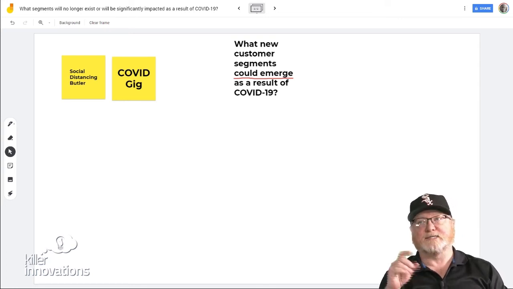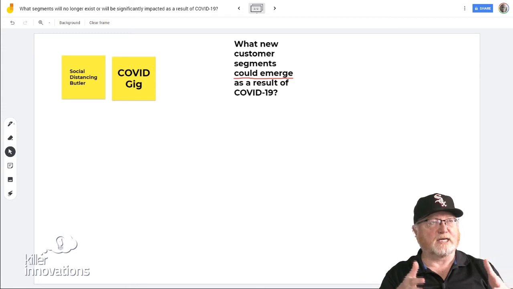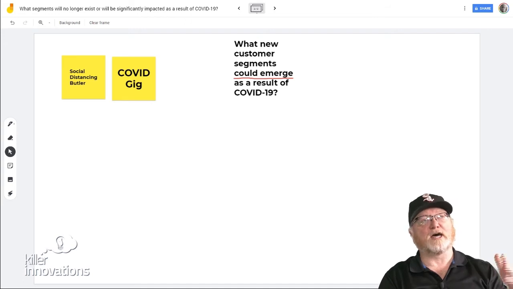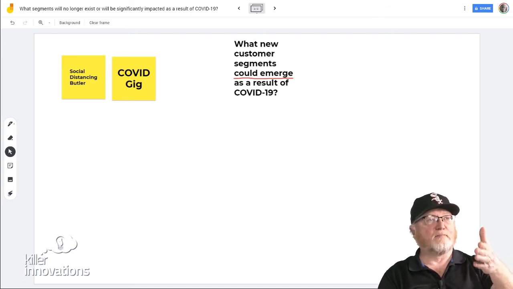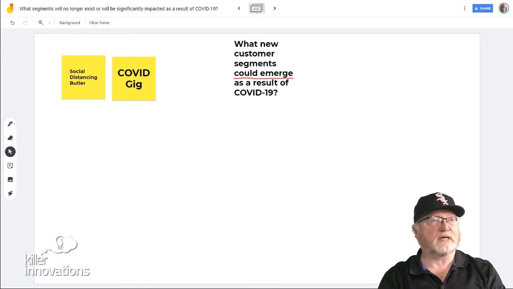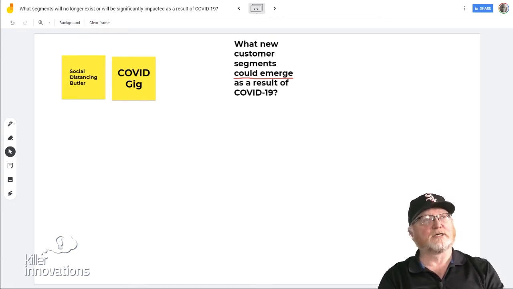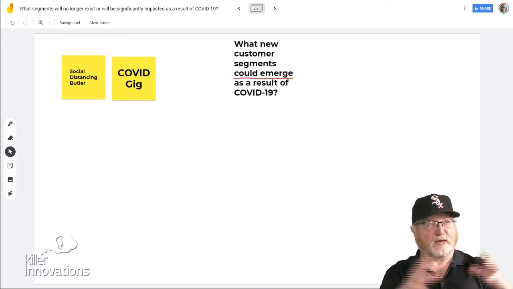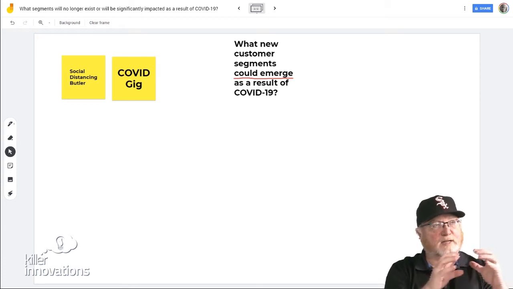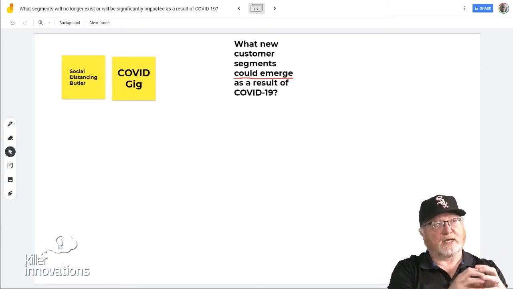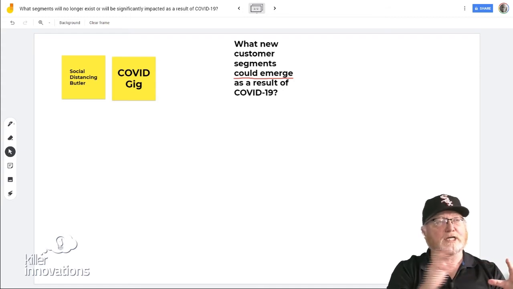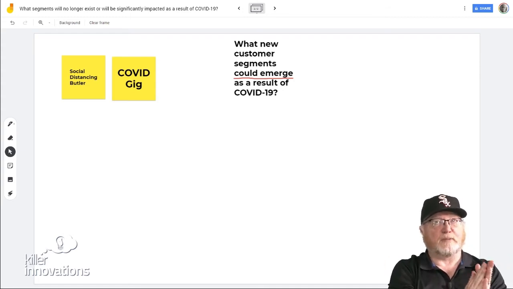So the COVID gig segment of people who are working in this economy, who you may want to sell services to, these are the people who are working as maybe the restockers on the midnight shift at your local Walmart. They may be doing the food delivery through services like DoorDash or Uber Eats or whatever. It's a segment of the population in the gig economy, but think of it as a subset.